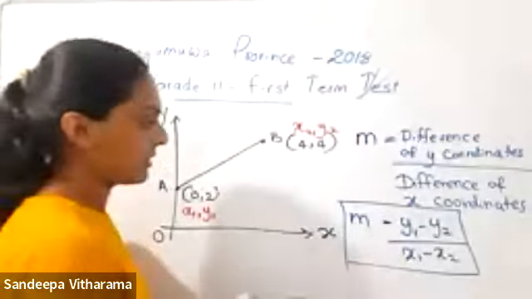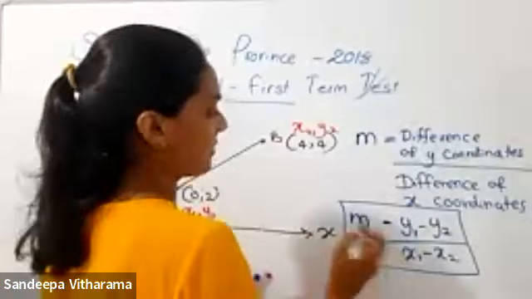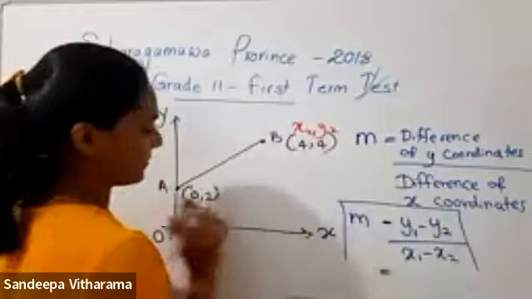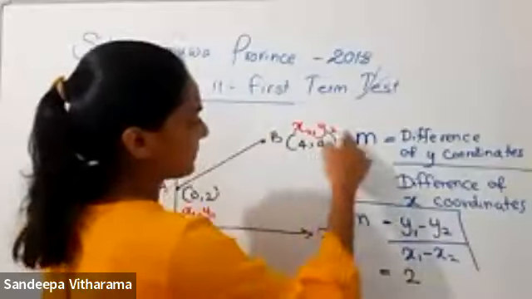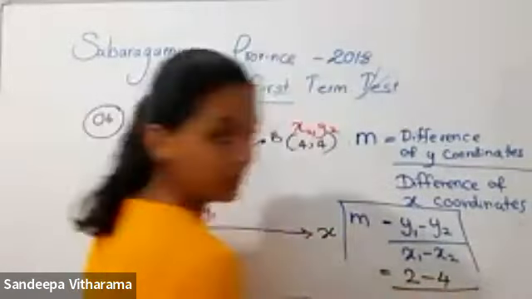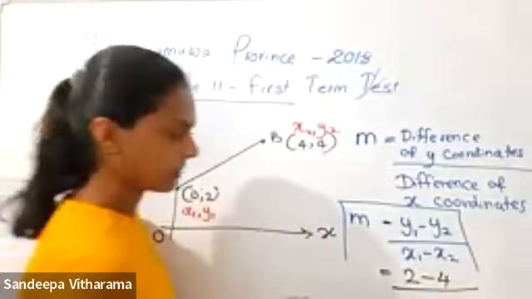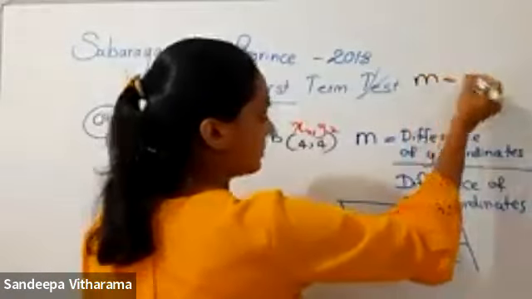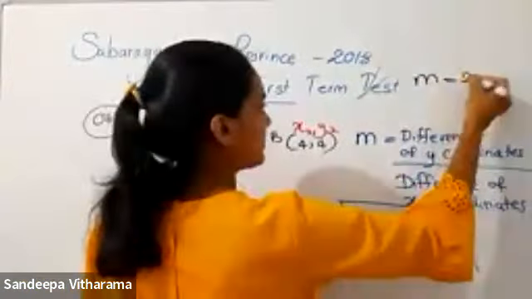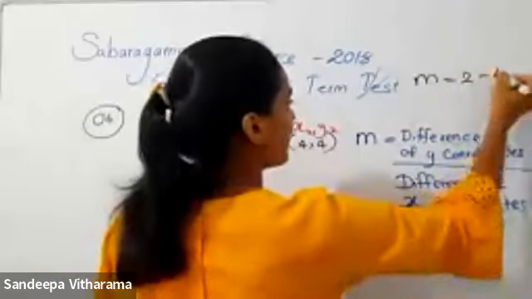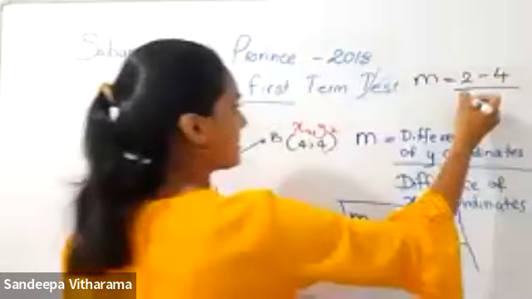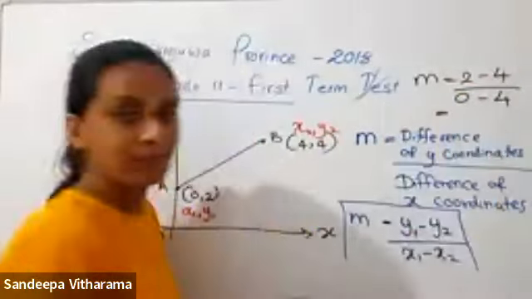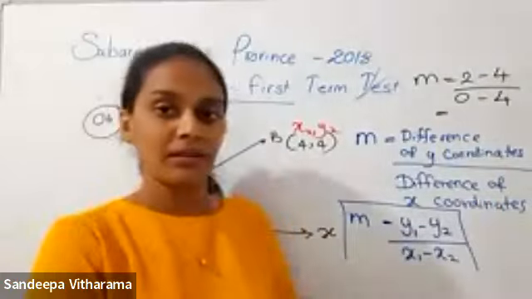Then after, now we can substitute this into our equation. Look at y1. Now we know y1 is 2, y2 is 4. Divide. Okay. m is equal to y1, instead of y1 is 2, y2 is 4, divided by x1 it is 0, x2 it is 4. 2 subtract 4 is subtract 2.